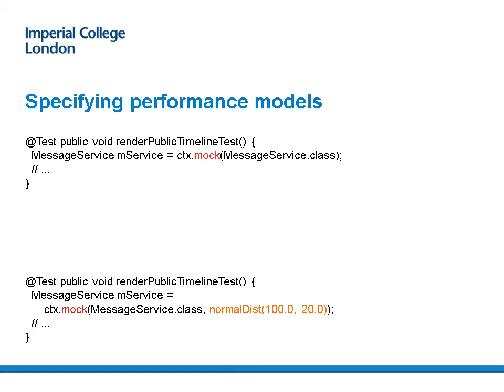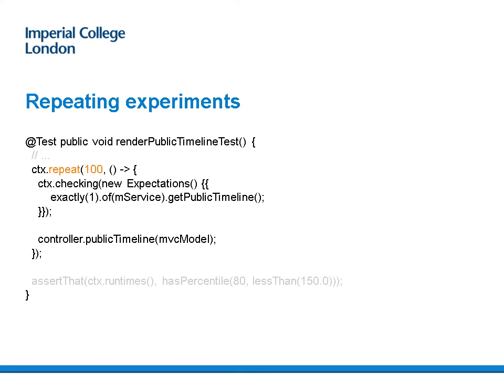So most performance models, other than the simplest ones that just return a fixed value, will be stochastic. So for example, we could be sampling from a distribution, or we could be sampling from a file containing recorded performance metrics, or there could be probabilistic branching in certain types of formal models. Therefore, it's not very useful to just run a test a single time.